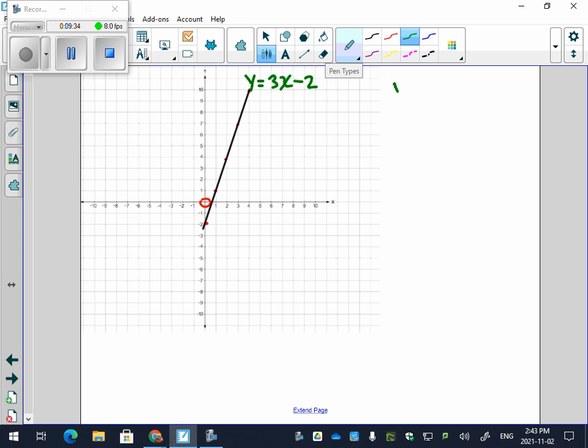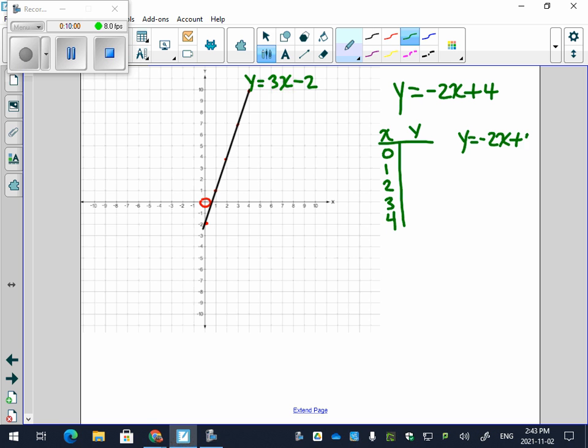I'm going to put y is equal to -2x plus 4. All right, and for today, just as we're learning new stuff, I'm still going to use the same 0, 1, 2, 3, and 4 as my x values. So if this is -2, and we're going to substitute into it, I'll just write it one more time just so you can see how this works.